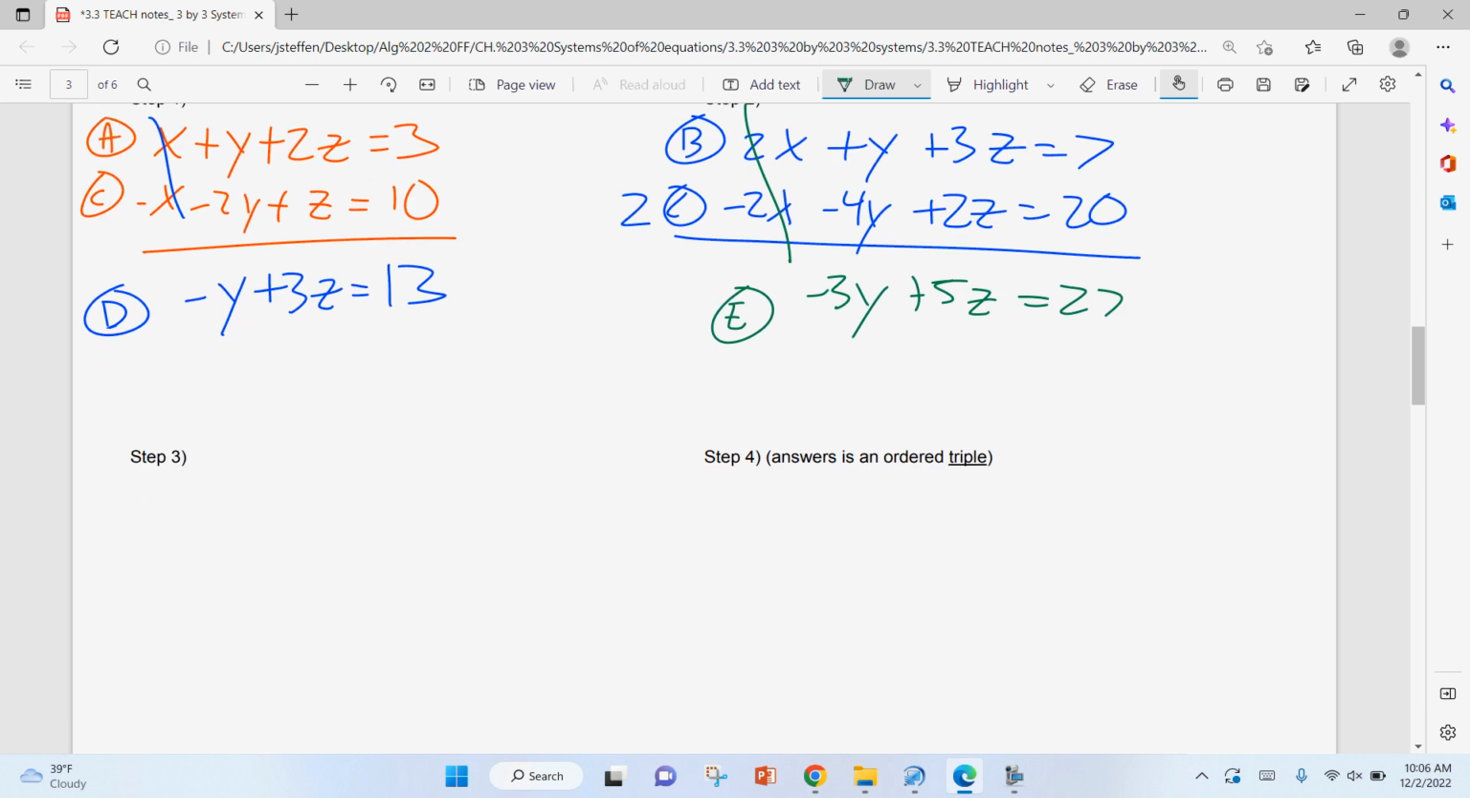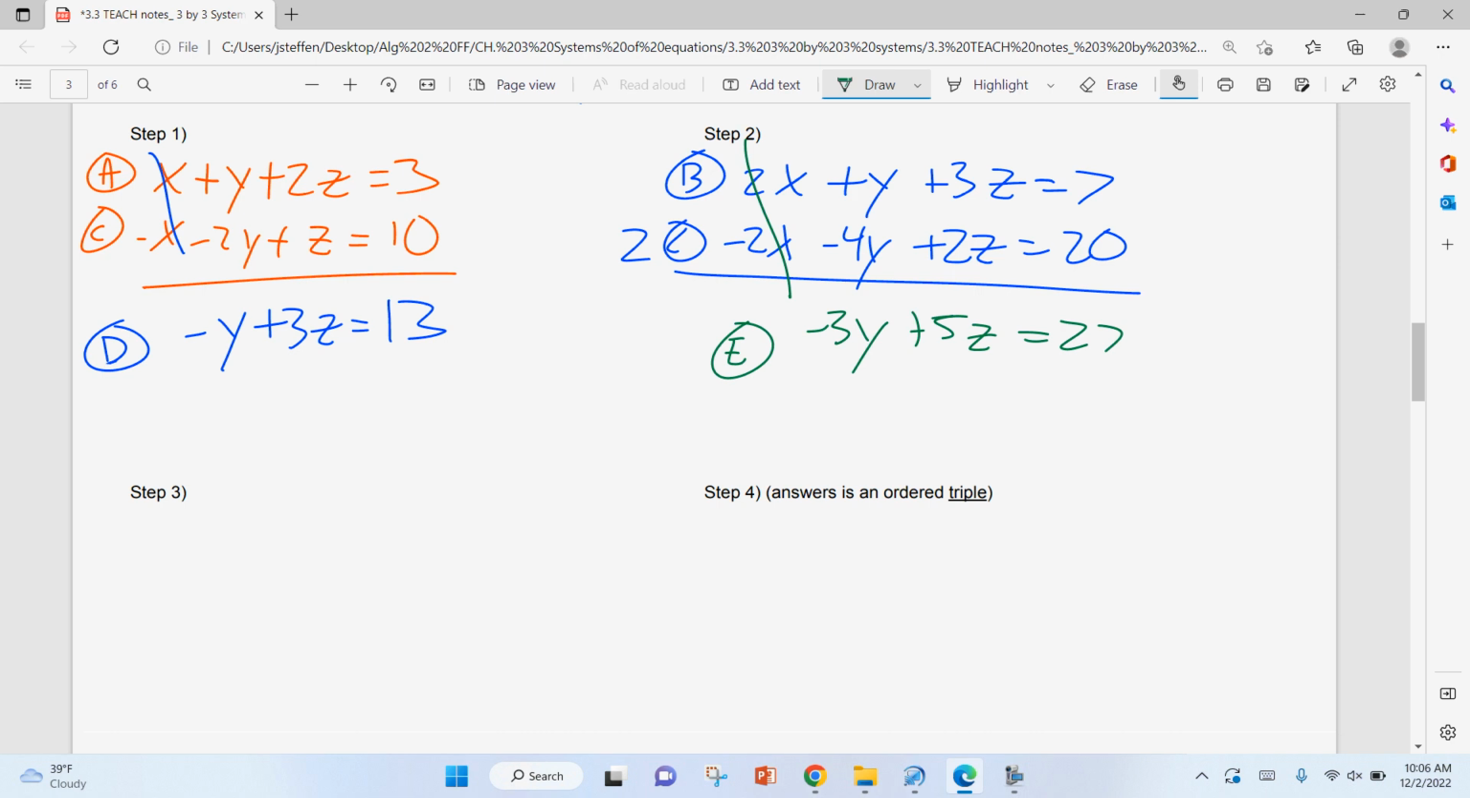So now when you get down to step 3, we take that equation D and E and we combine those to cancel another variable. So again, it doesn't matter. You can cancel the z's. I'm going to cancel my y's because I have a negative y and a negative 3. So all I would have to do is multiply this D equation by negative 3. That was going to be positive 3 and negative 3, so the y's would cancel. You can do the same thing with z. It doesn't make any difference.